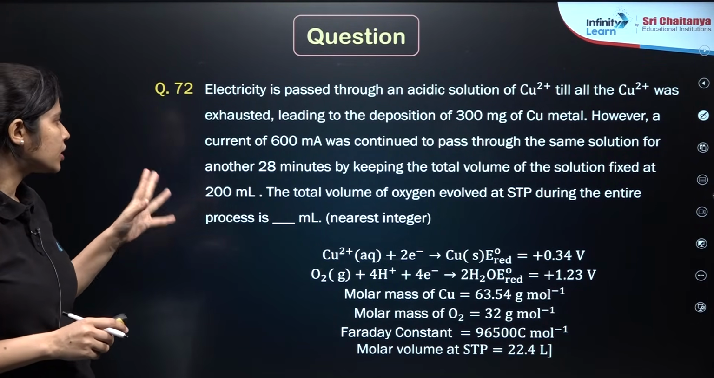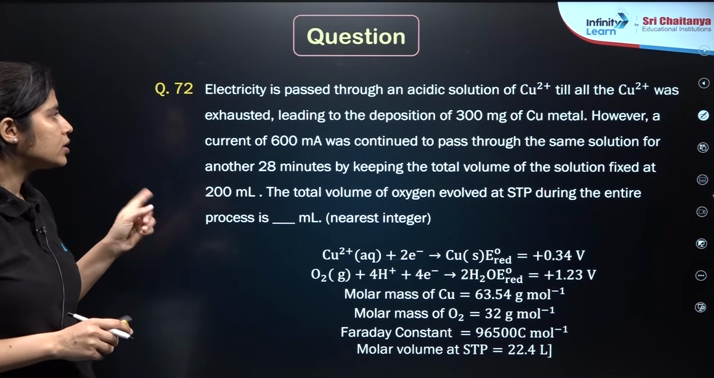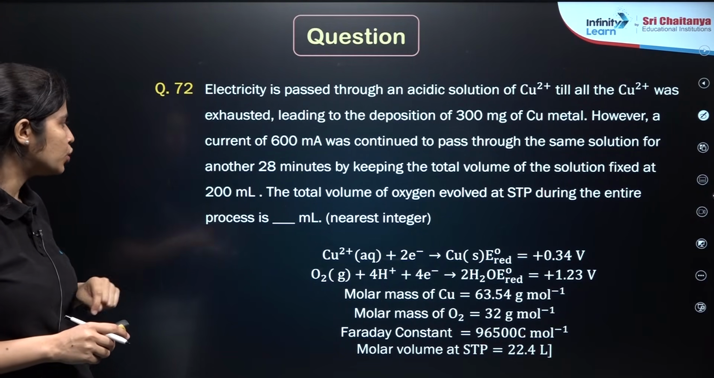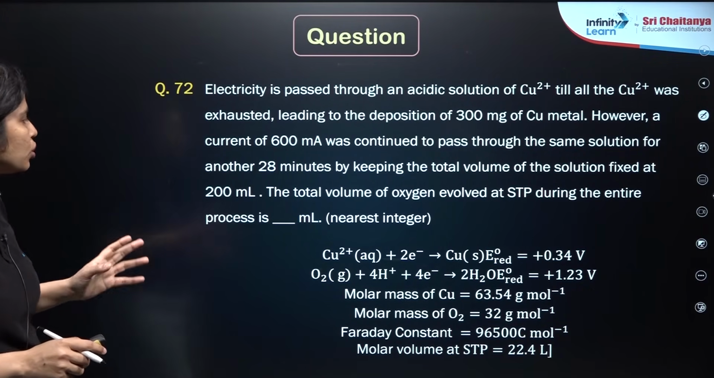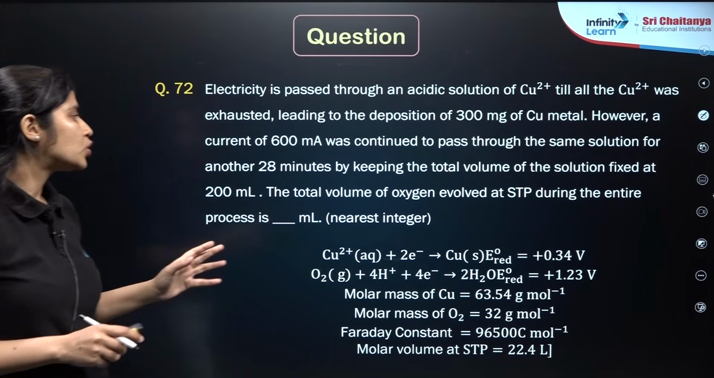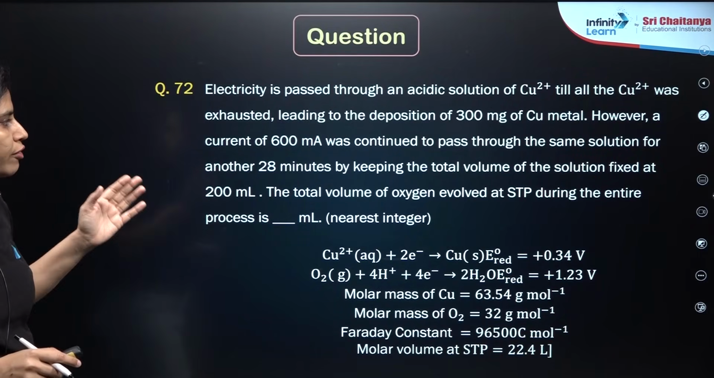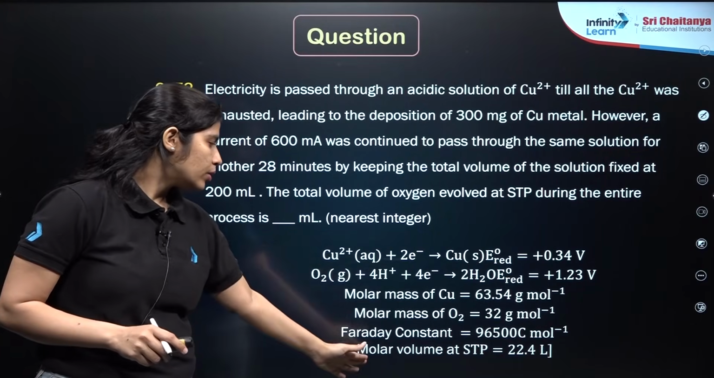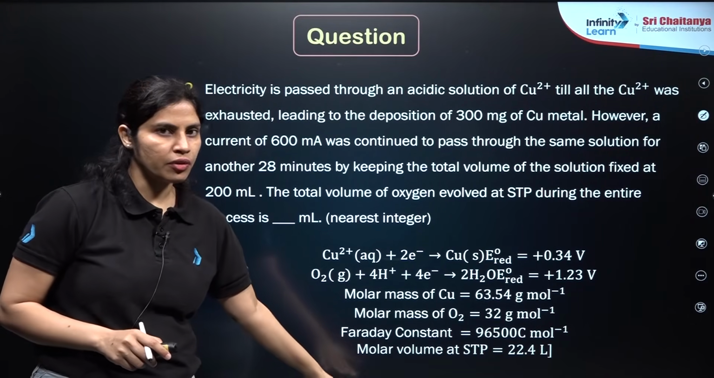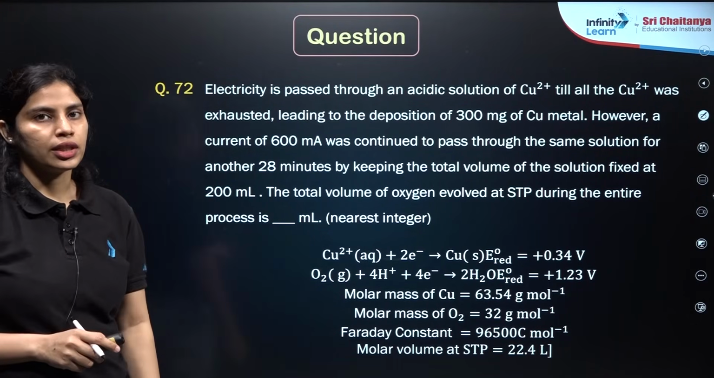However, a current of 600 milliampere was continued to pass through the same solution for another 28 minutes, keeping the total volume of the solution fixed at 200 ml. The total volume of the oxygen evolved at STP during the entire process is... and all the values are very nicely provided to us to help us out, really nice, right?